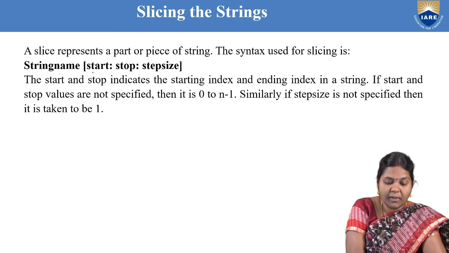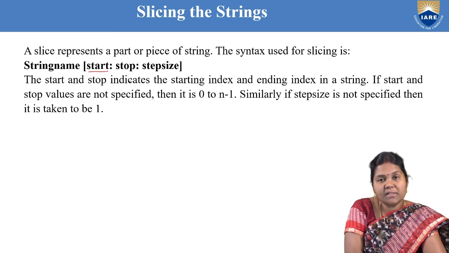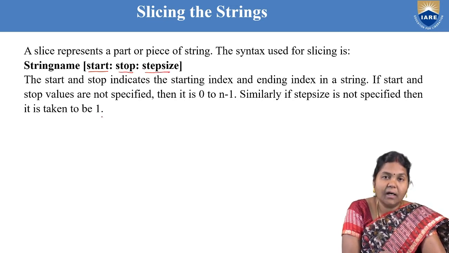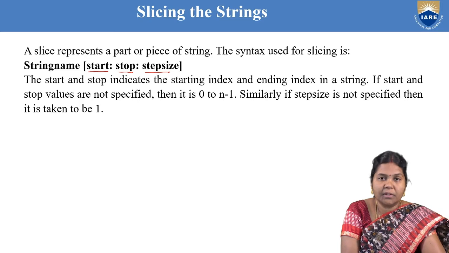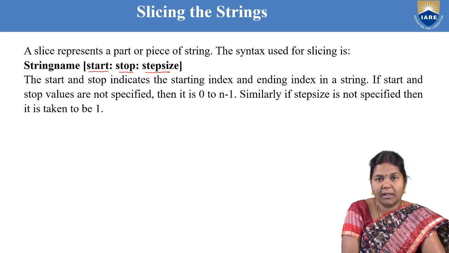Within the square brackets, you have to write the start value from where you want to start slicing, the stop value, and the step size. So start, stop, and step are the three parameters used for slicing. But all three parameters are not mandatory, and later we'll see different examples. If you write only the start value, what will happen? If you write only the stop value, what will happen? If you do not mention the stop value or step value, what will happen? We will see some examples of slicing.